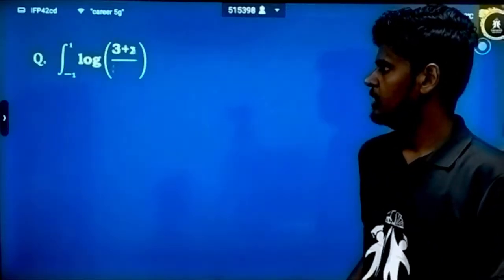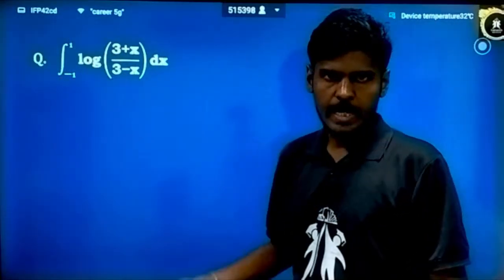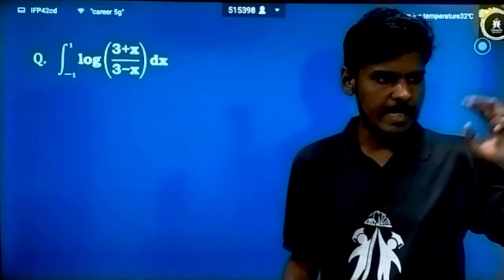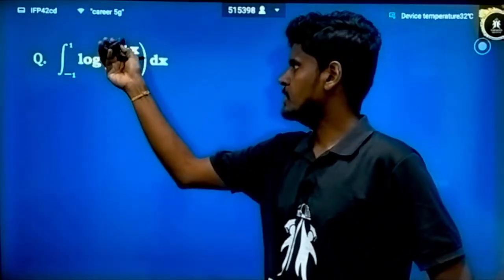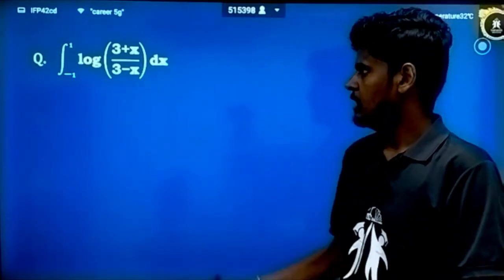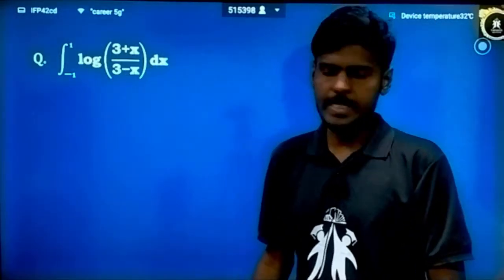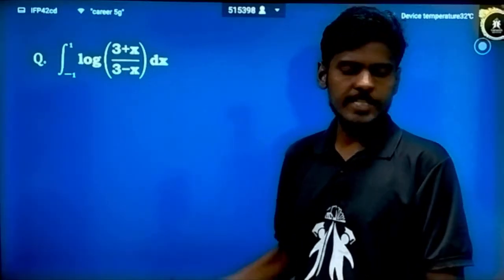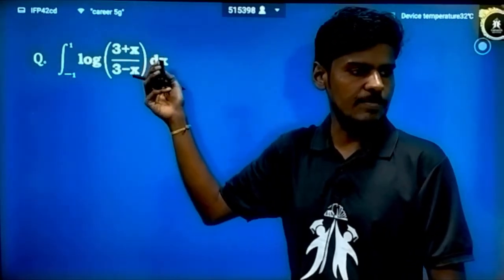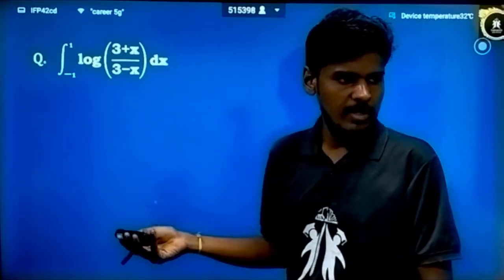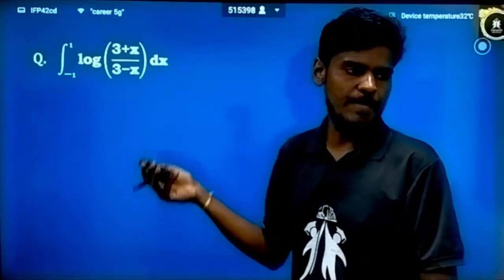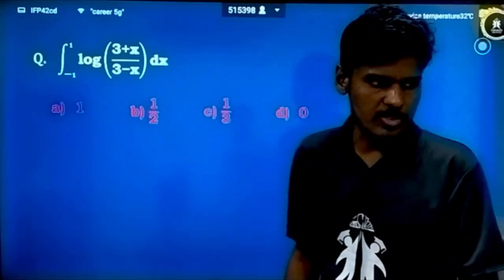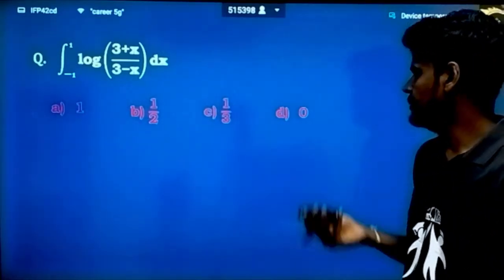Next is integral from minus 1 to 1. Again this integral is also in the form of integral minus a to a. That means again we have to use this property: log of (3 plus x) by (3 minus x). Now when we substitute x is equal to minus x, denominator goes to numerator and numerator becomes denominator. What is log a by b? Log a minus log b. That means answer will be 0 as f of minus x is equal to minus f of x. So what is the answer? Correct option should be option D, 0.